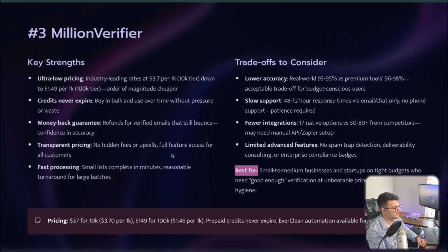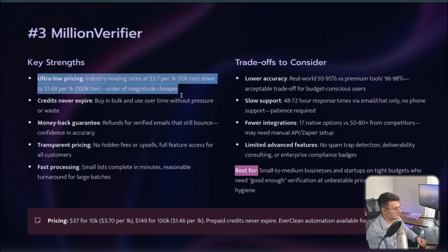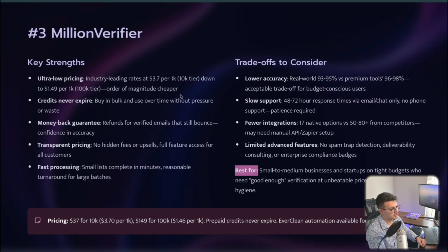So next one up is Million Verifier. As I mentioned to you before, they have the ultra low pricing, which just makes it so easy if you're a small to medium business who has a tight budget, who just needs good enough validation to get started.